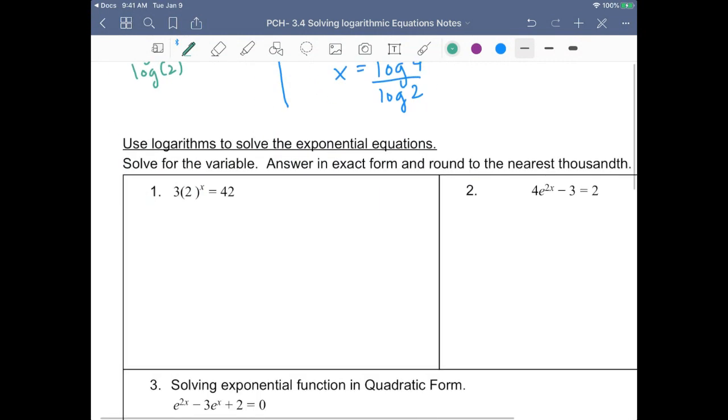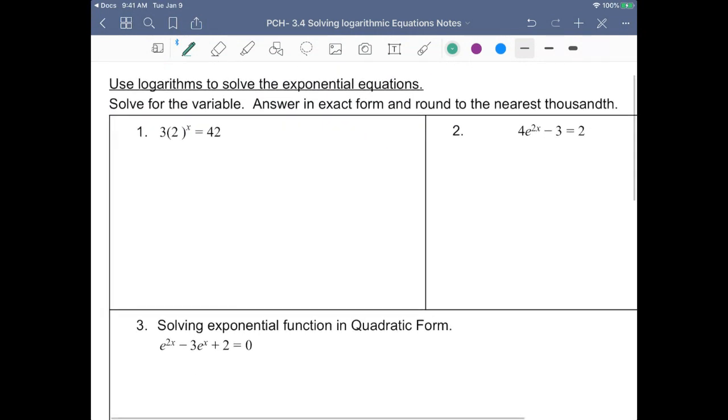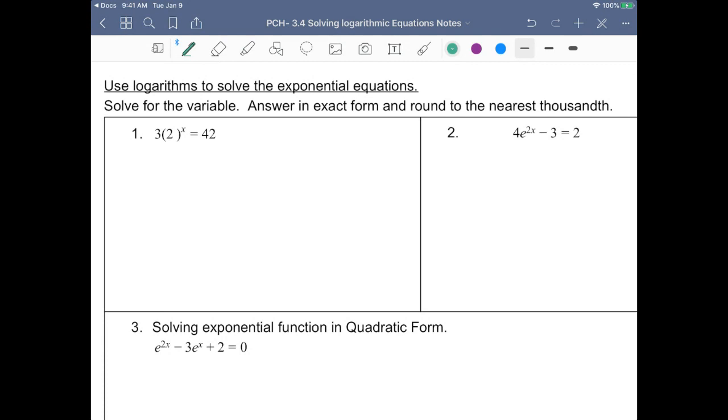We're just going to go through these examples really quickly. So what would you do first here? I'm going to divide to get the exponent by itself. Okay, so 2 to the x is equal to 14. And then what you can do is you can snail or use Ben and Benny. So log base 2 of 14 is equal to x.